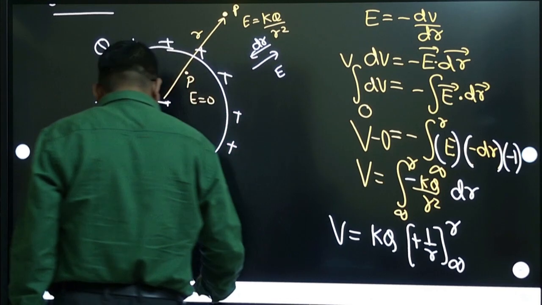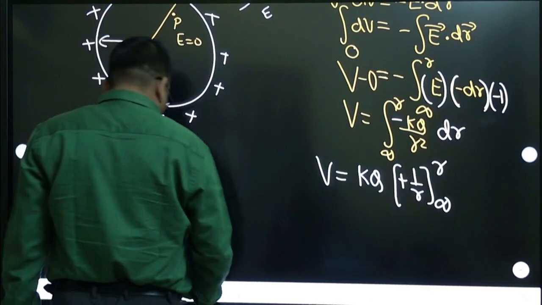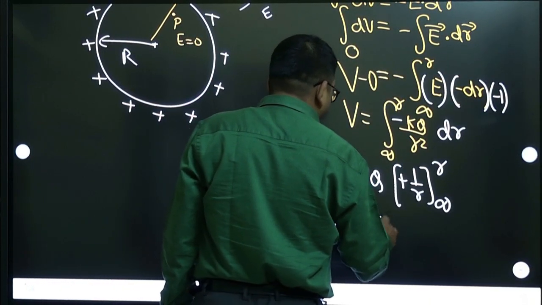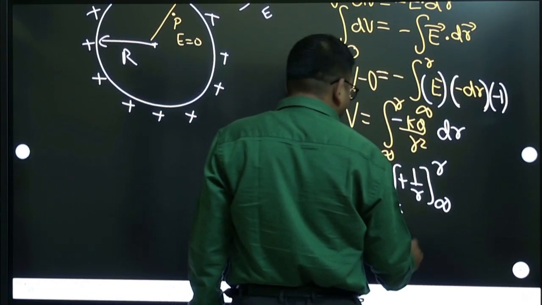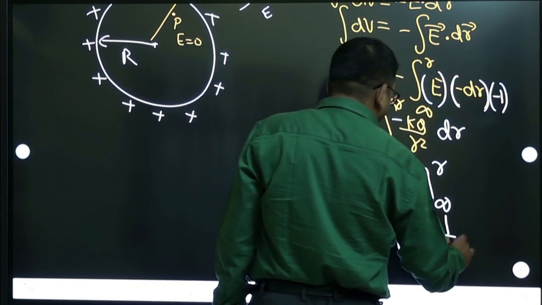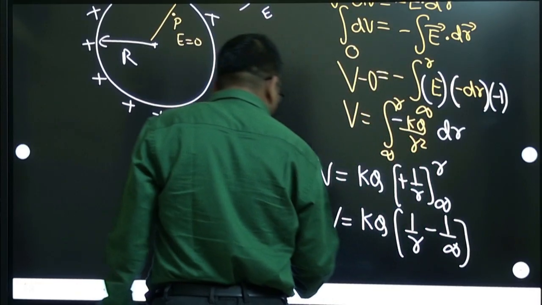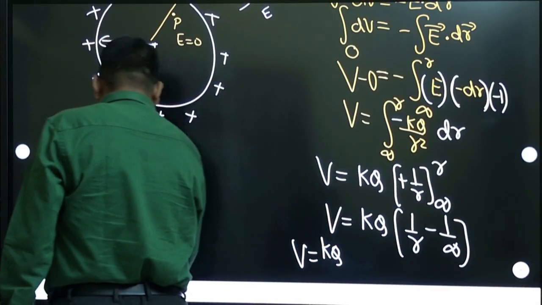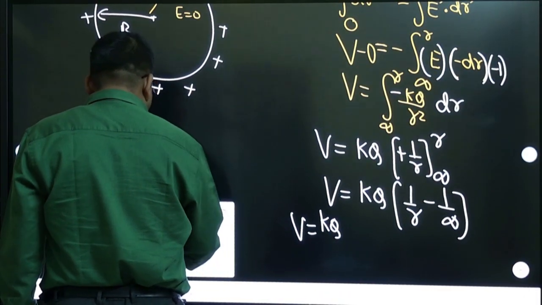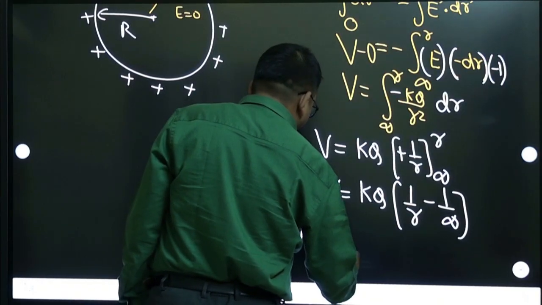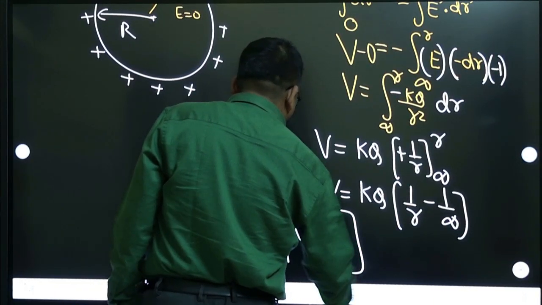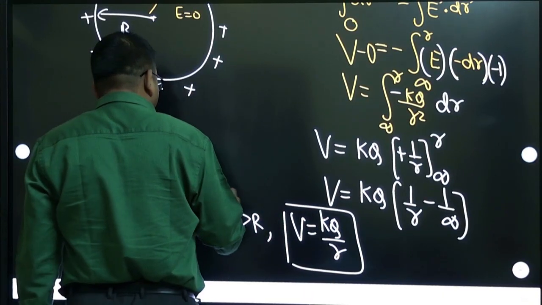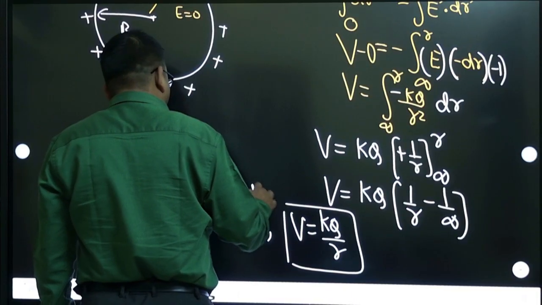Then let us do that integration. You get the potential as kq times the upper limit 1 by r minus the lower limit 1 by infinity, which is 0. So the potential is kq by r. That is the formula for potential outside. This formula is valid for a point r greater than or equal to R. This is for an outside point.